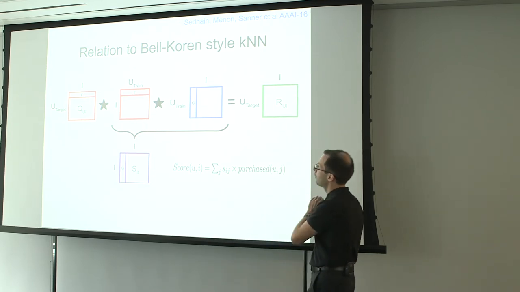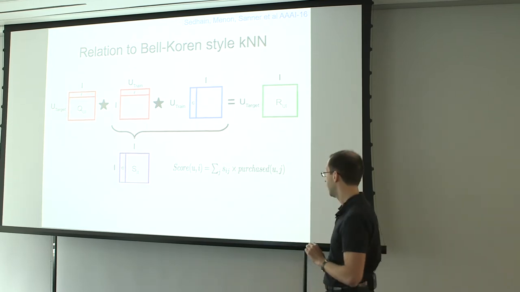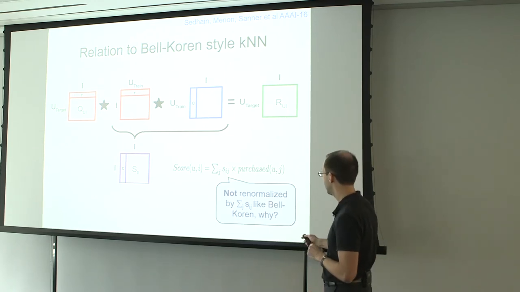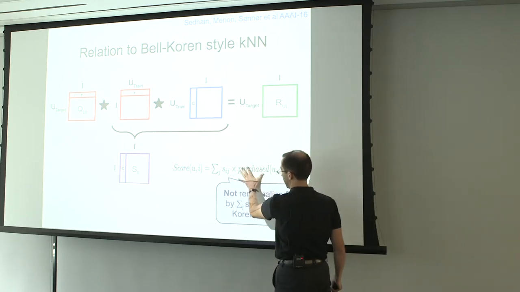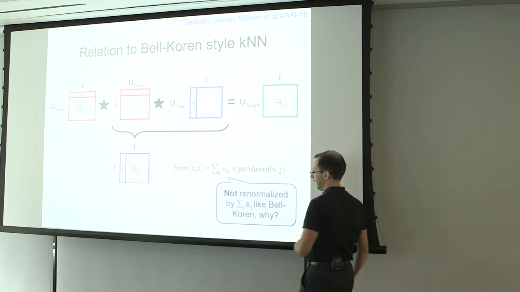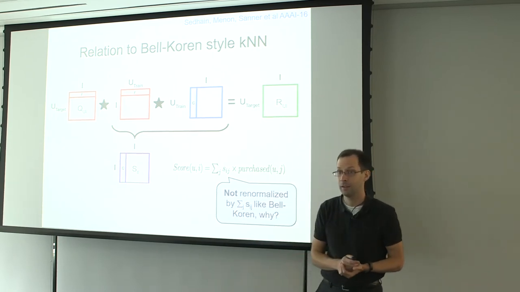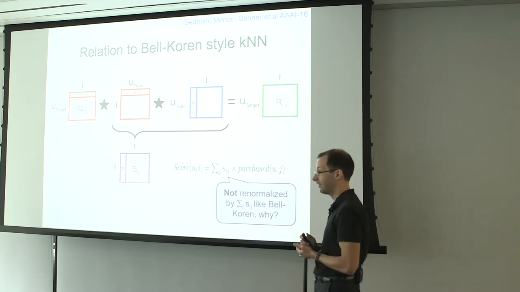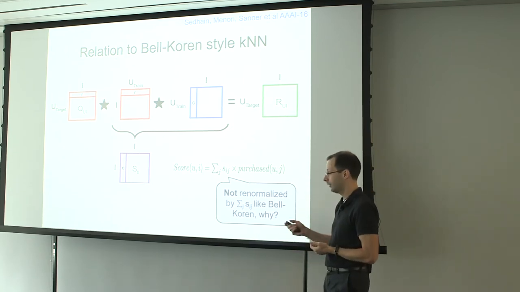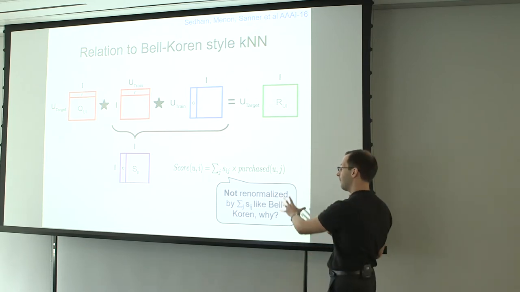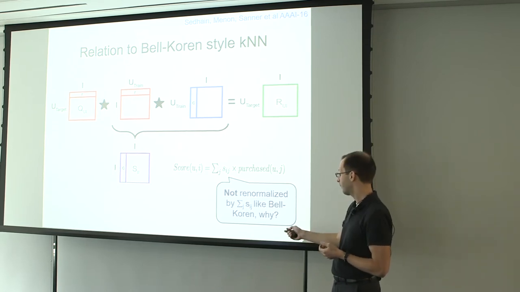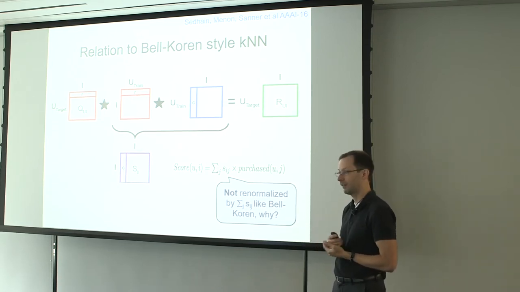Now, if you know the Bell and Koren work that was used in Netflix, you might say this is actually not quite what they used, right? They actually renormalized this expression by the sum of all the weights, which of course makes a lot of sense. But we don't need to for Kobo, and actually this hurts us. The Netflix folks had to do this. So for anyone who might know collaborative filtering, why did Netflix have to renormalize by the sum?